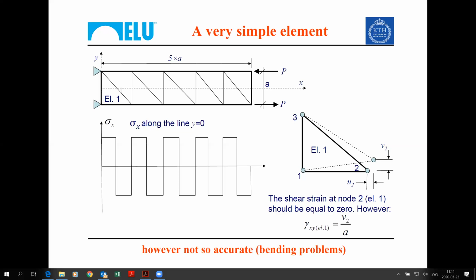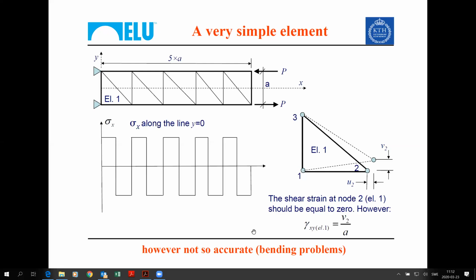It's not. And it's not because the strains within an element are constant. So you will have an oscillating solution with plus and minus, plus and minus. It will arrange itself over something which in average will give us a 0, but within each element we will have either tension or compression.